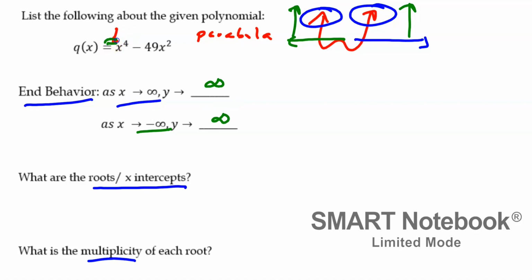If this graph had a negative in front, both of these would be facing downwards instead, so both of these would be negative infinity.